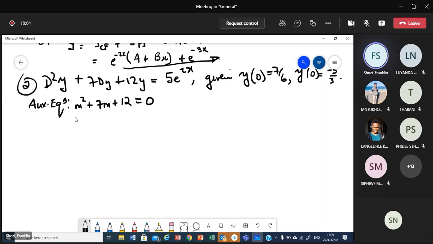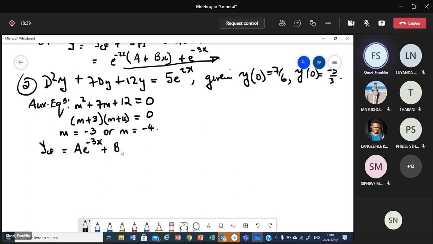Then solve that. It's quadratic in m, factors of that: m plus 3 into m plus 4 equals 0. Then what is m? Therefore, m is minus 3, or otherwise, m is minus 4. What type of roots are these? The roots are real but not equal. Therefore, what is YCF? YCF is A e to the power minus 3x plus B e to the power minus 4x.